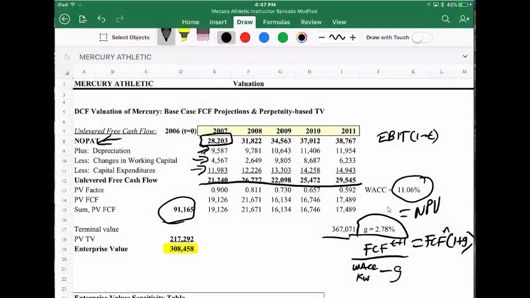So if you take the terminal value in 2011 and discount it back, remember to discount it back using the present value factor for year 5, you come out to $217,292, added to the sum of the present value of our free cash flows, and we see that we have an enterprise value of Mercury Athletic on a discounted cash flow basis of $308,458.